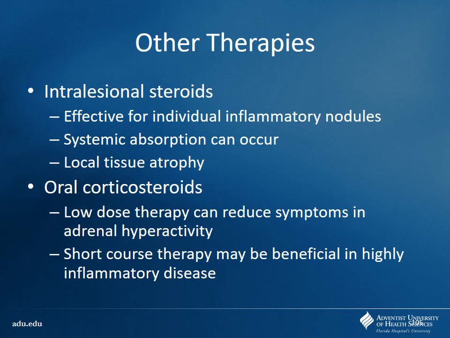Occasionally for more severe individual inflammatory nodules, we use intralesional steroids. You don't really see a ton of systemic effects, but higher doses and more lesions that you're treating can lead to more systemic effects, and occasionally local tissue atrophy can be seen there. And then only very rarely do we use oral corticosteroids, things like prednisone, dexamethasone. We use those for patients who have adrenal hyperactivity. Sometimes using very low doses can help to have a negative feedback loop effect on the adrenal glands and help to tamp that down a little bit. And you can also see this for a very short course, kind of pulse therapy, for patients who have really highly inflammatory disease.